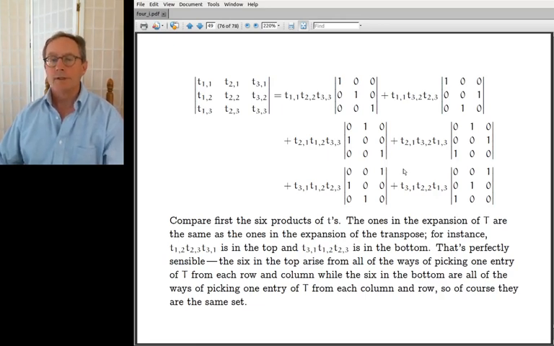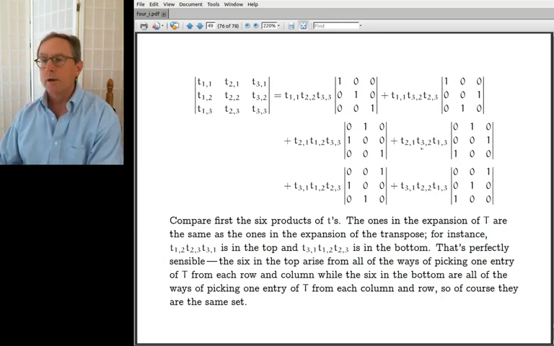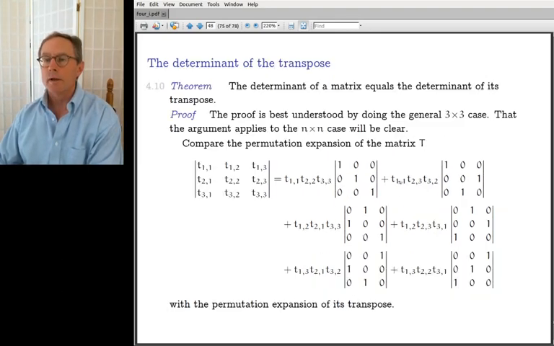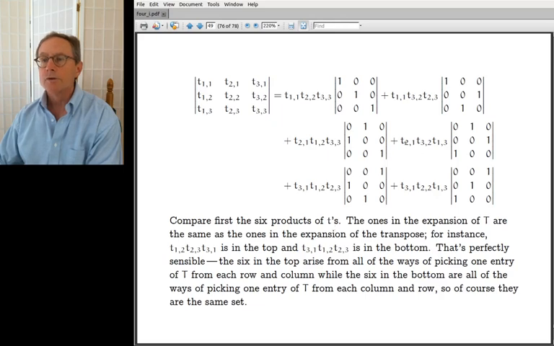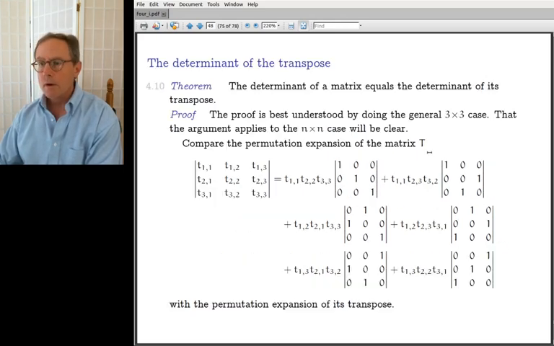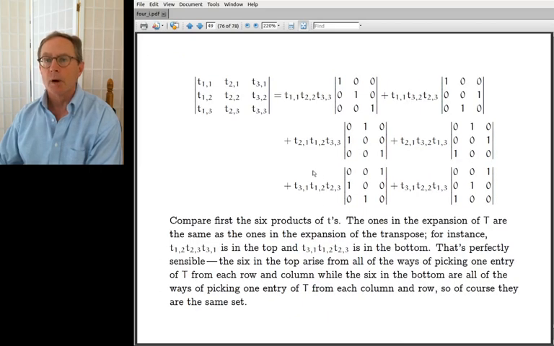All right. So let's see. The terms in the expansion of T are the same as the terms in the expansion of the transpose. So let's pick one at random. How about this one down here? 2, 1, 3, 2, 1, 3. Let's find it. What was it again here? It was 2, 1, 3, 2, 1, 3. Ah, found it. There it is. Took me a minute. Let's try another one if you're dubious because I bumbled the last one.